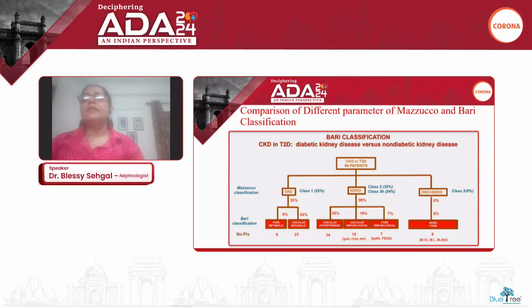So both these studies basically tell us that even in patients who are diabetic and have kidney disease, we should not be taking it at face value that this will be diabetic kidney disease. We have to look for other factors. We have to look for other causes of renal failure in these patients. Next slide.